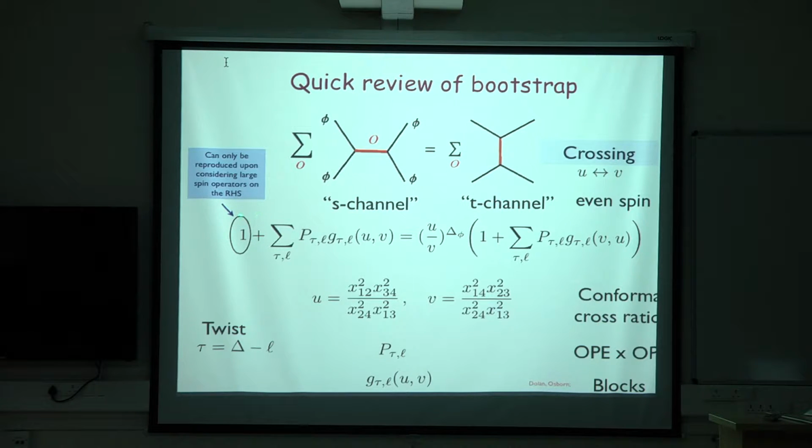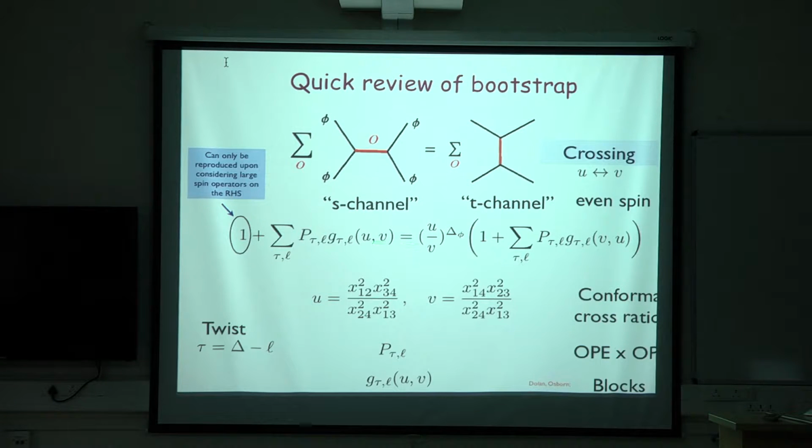On the left, in the S channel, this identity can be shown to require, in order to be reproduced, large spin operators on the right-hand side. That's the only way that you can reproduce this identity.